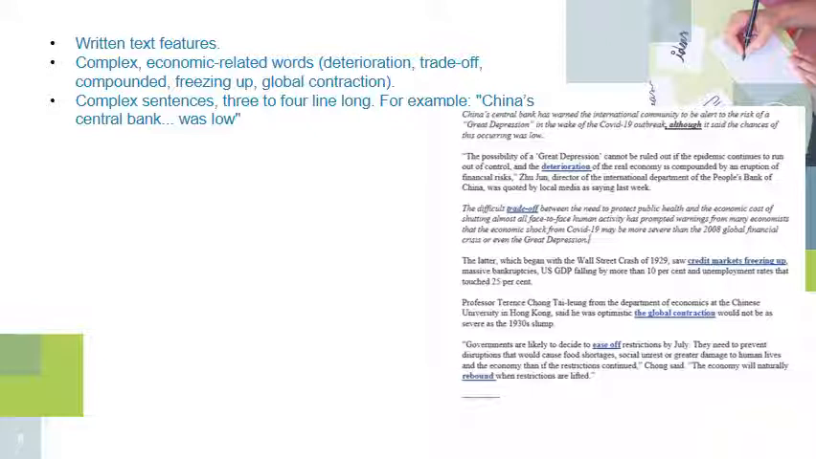The sentences are also quite complex because most sentences are 3 to 4 lines long. You can look at the sentences that are in italics here.